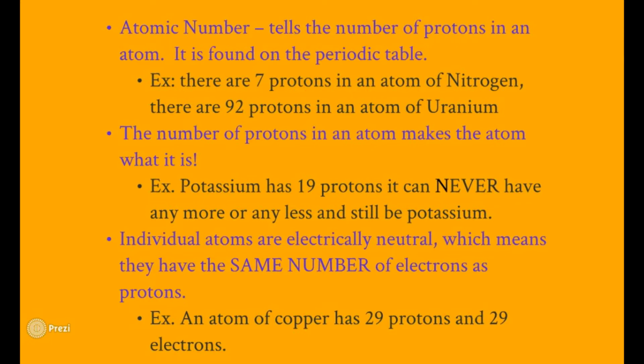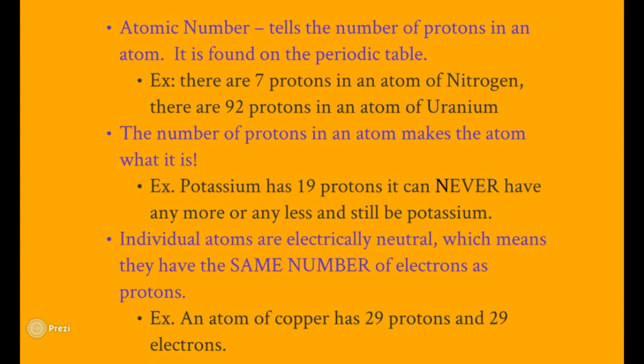Atomic number tells us the number of protons in an atom. It is found on the periodic table. For example, there are 7 protons in an atom of nitrogen. What's the atomic number of nitrogen? 7. Good job. Also, uranium has 92 protons. Its atomic number is 92. Everybody gets that. Like, okay, I get it. Atomic number, protons, yay.